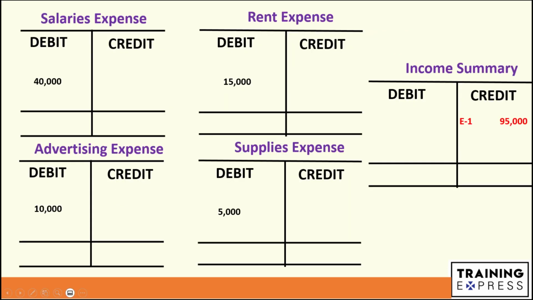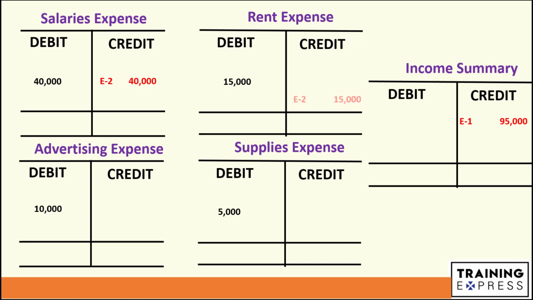Now look at these various ledgers appearing here: salaries expense, rent expense, advertising expense, and supplies expense. These expense accounts have got certain debit balances. Because we are going to close these temporary accounts, we want to make their balances zero. So what we will do, we will credit each of these accounts by the same amount, and this way we will post the previous journal entry. Salaries expense will be credited by $40,000, and you can see now the salaries expense balance is zero.